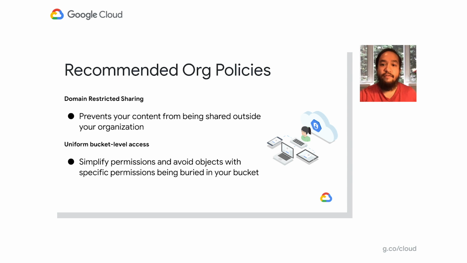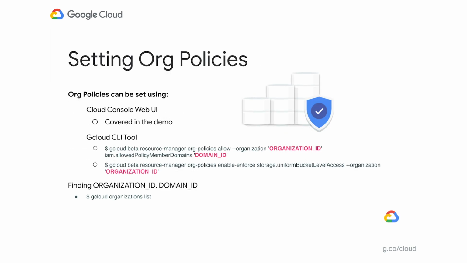The second org policy enforces the use of uniform bucket level access. So after you enable this, all newly created buckets are required to manage their access uniformly through the bucket policy. And this is also covered in the demo. The easiest way to set an org policy is through the Cloud Console UI. For certain org policies, like domain restricted sharing, you will need to know your organization's domain ID as well. And if you don't have it, totally fine. You can always use gcloud to find it.